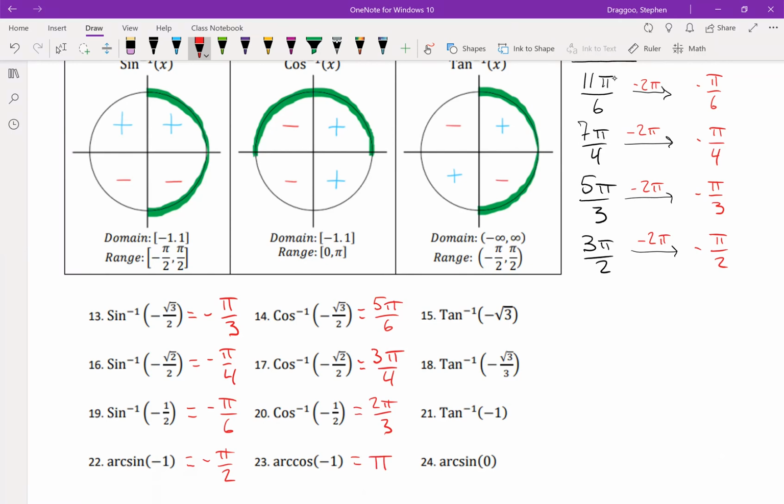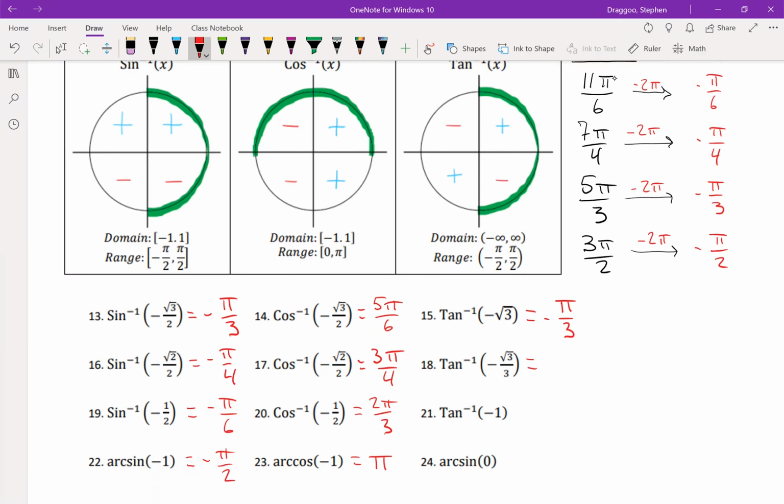Then get those tangent values. The tangent inverse of negative root 3. So I'm looking for an angle with a tangent value of negative root 3. Now there's only one 3 in the value, so there should be only one 3 in the angle. So this is negative pi over 3.